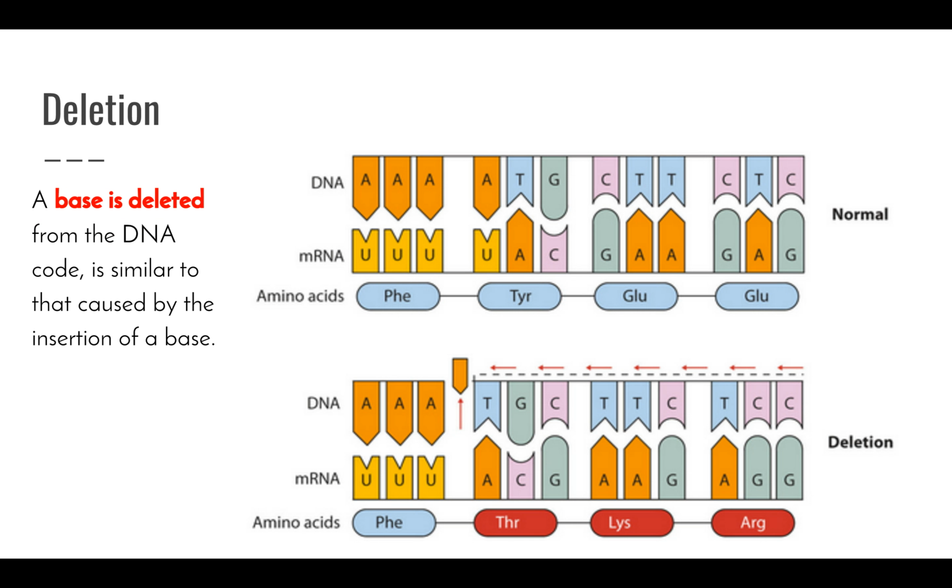The third type of changes in our DNA base sequence is deletion. The effect of this type of mutation, in which a base is deleted from the DNA code, is similar to that caused by the insertion of a base.